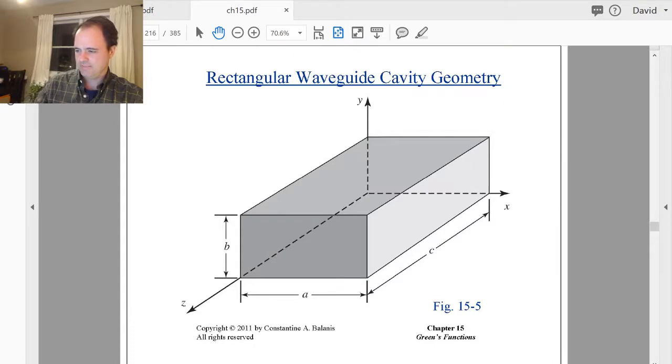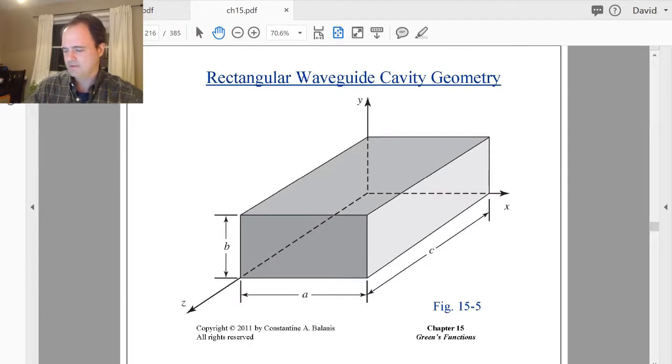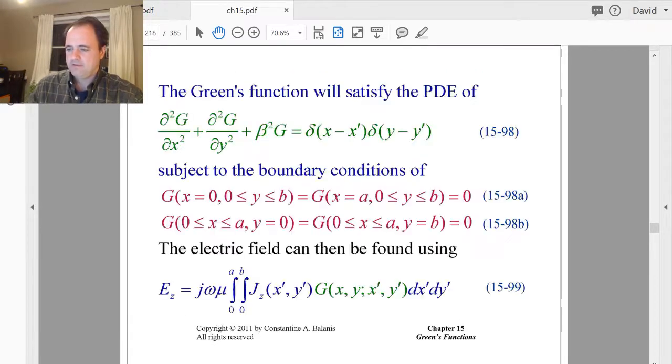So we have boundary conditions that must exist on E sub z. At the walls, x is equal to 0, x is equal to a, you have to have E sub z being 0. And same for the top and bottom walls, y is equal to 0 and y is equal to b, E sub z has to be 0. All right. So this is the function that has to be satisfied.